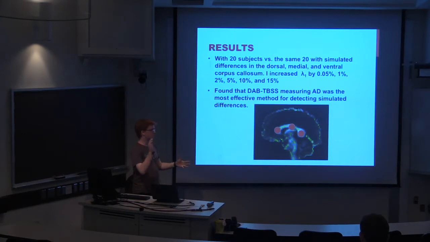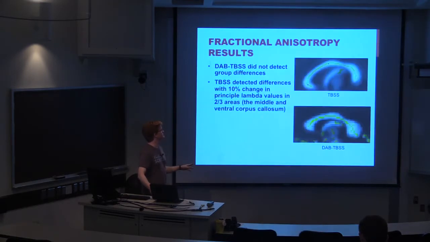how large do these differences have to be before TBSS can actually end up tracking or indicating those differences. Okay, and the conclusion I found was that by and large, DAB TBSS, my version, when it was measuring specifically axial diffusivity, so not FA, was the most successful in this particular case at detecting differences in those three areas. So this is what happened when I just ran straight at fractional anisotropy.